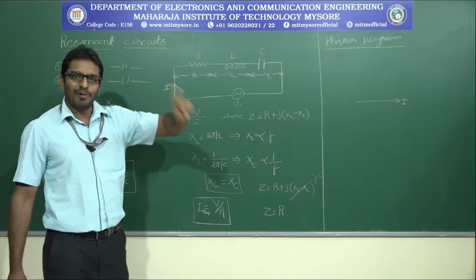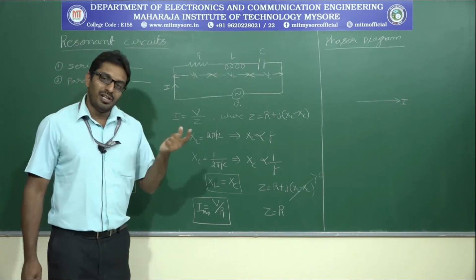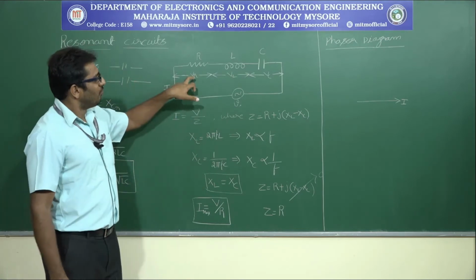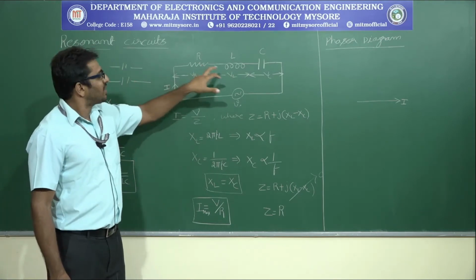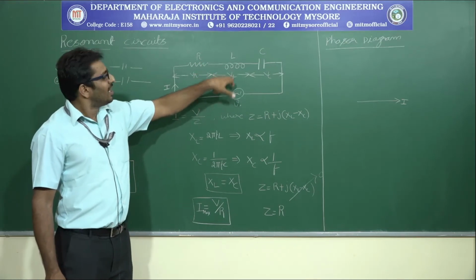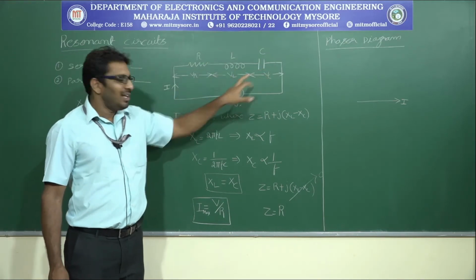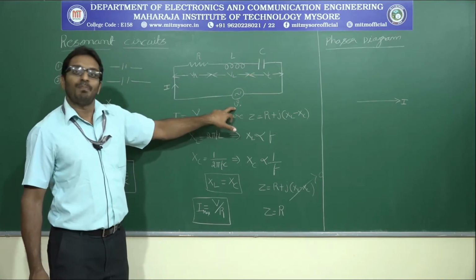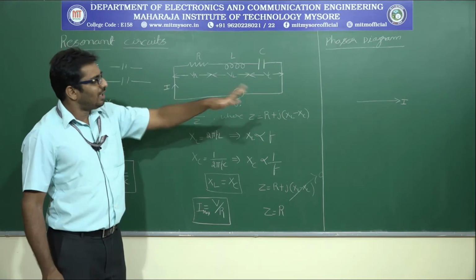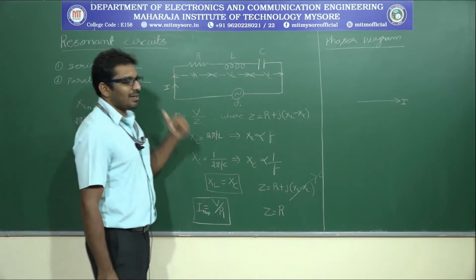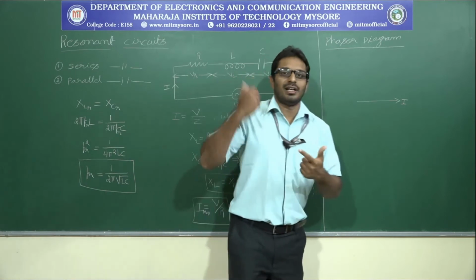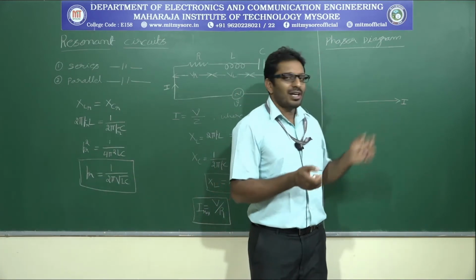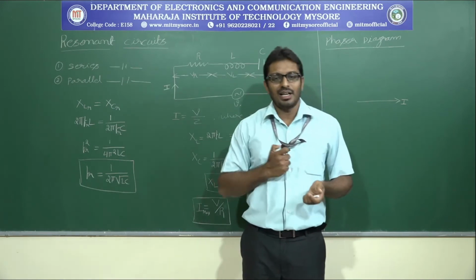There is only one current in the circuit, but how many voltages are in the circuit? There are 4 voltages. One is voltage across resistor, next voltage across inductor, next voltage across capacitor, and this one is nothing but the total supply voltage or applied voltage. Now let me draw one by one. First VR. VR means what? Voltage across resistor, with respect to current.